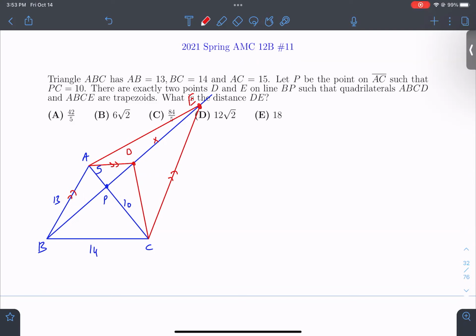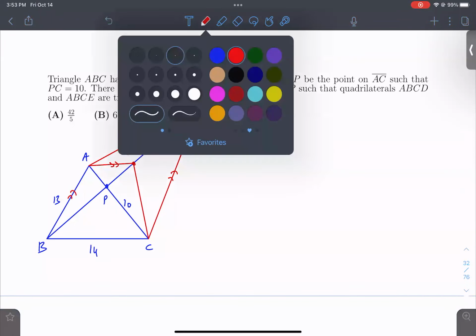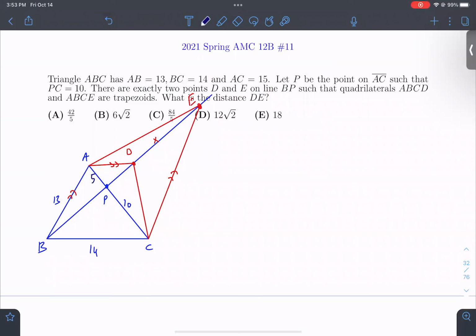I'm going to solve this problem using similar triangles, and let's figure out some of the lengths here. The first one I can figure out, this is 5. I have similar triangles here, APD and PCB, they are similar. The similarity ratio is 5 to 10, which is 1 to 2, and BC is equal to 14, which means AD is equal to 7. This is 7, half of 14.